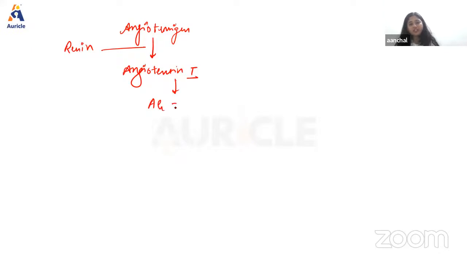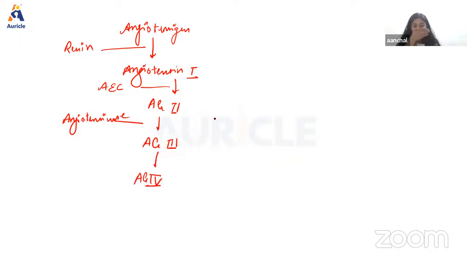So if we look at the RAS system again, angiotensinogen is converted into angiotensin 1 with the help of the enzyme renin that is released from the JG apparatus. Then this is converted into angiotensin 2 with the help of ACE that is released from lungs. Then angiotensin 3 forms with the help of the enzyme angiotensinase. Then angiotensin 4. Finally, they all are responsible for increasing aldosterone secretion and causing vasoconstriction.